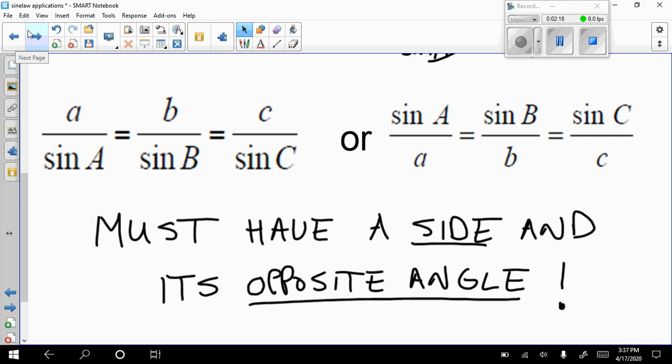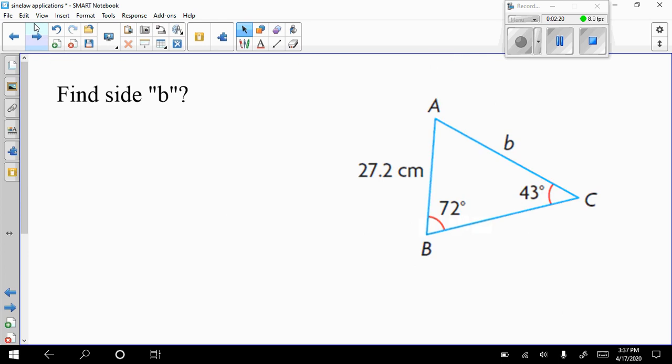All right, let's try a few questions here, and these are good examples that will be very similar to your homework questions. Here's one that says, find side B of this triangle. Clearly there's no right angle in this triangle. The little square symbol isn't in any of the corners, and none of the angles look like a right angle. So we can't use SOHCAHTOA, and we can't use the Pythagorean theorem, but we can use sine law.